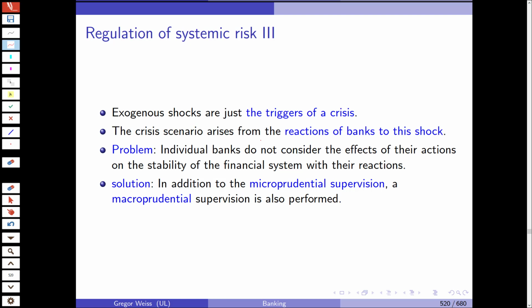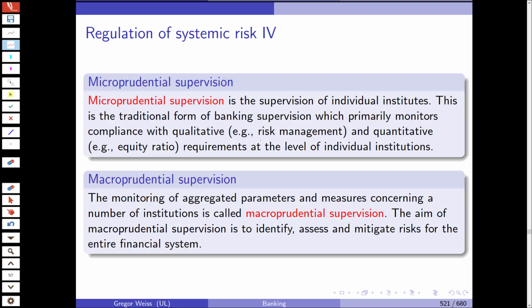So we have exogenous shocks. They are just the triggers of a crisis. The crisis scenario arises from the reactions of banks to the shock. And the problem then is that individual banks do not consider the effects of their action on the stability of the whole system. And the solution is that in addition to microprudential supervision that tries to limit the default of this one particular bank, we also have macroprudential supervision in place that looks at the effects that could follow if one individual bank defaults.